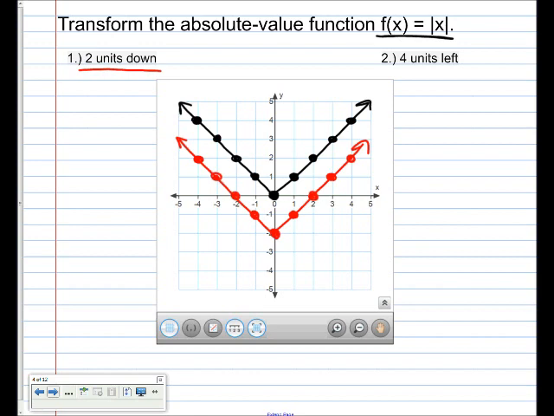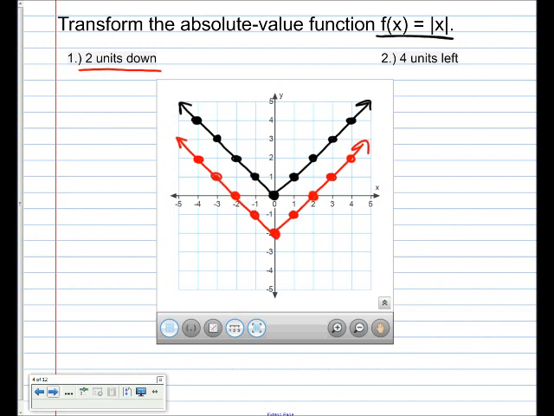Now, that's all well and good, but when you guys are doing this work for me, I want to see the new equation. Right now we're here with the black one, and I've moved it 2 down for the red one, and I want to know what's the new equation for that one in red.